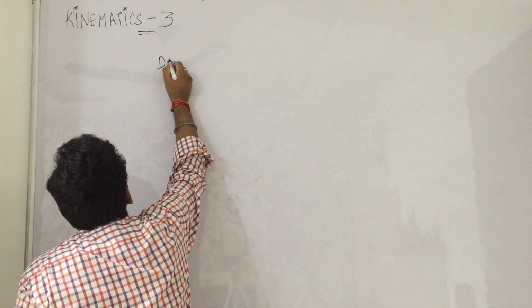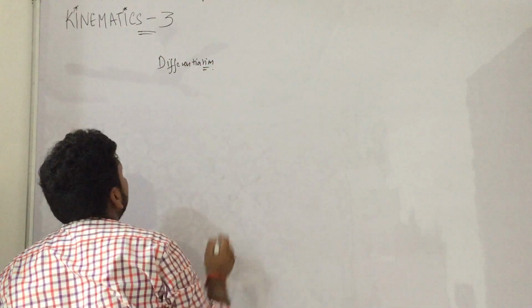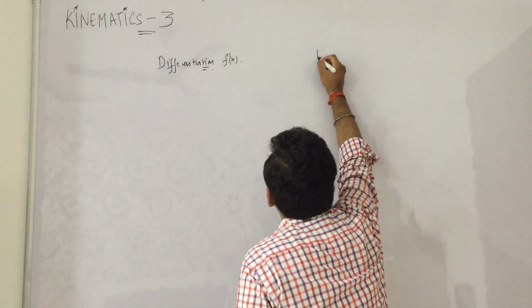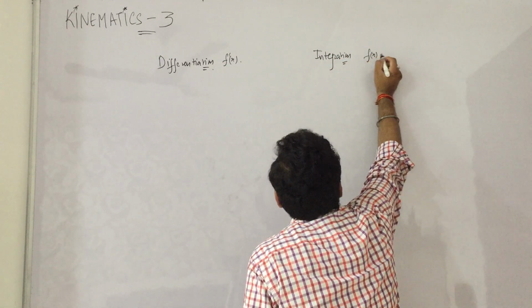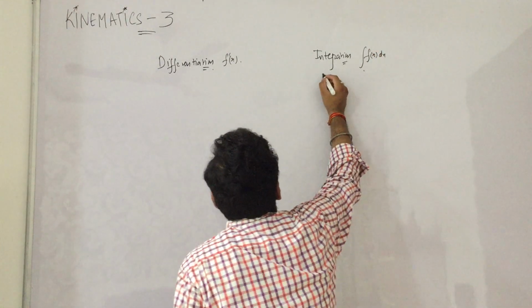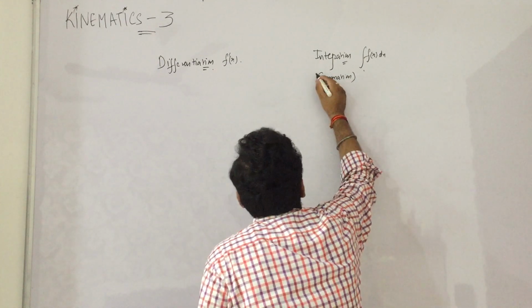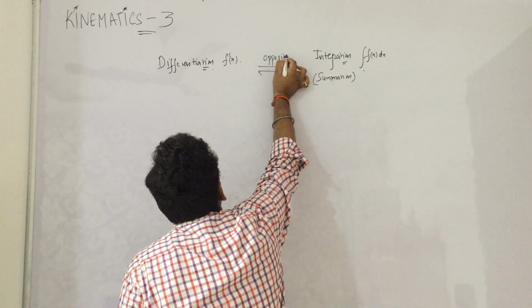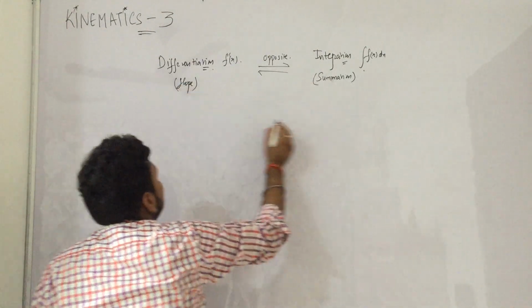So one thing is differentiation, or you can write derivative, f dash x. And the second thing is integration, that is f(x) dx, and this is the symbol of integration. Integration is summation, adding things, and differentiation is the opposite of it. Both are opposite. So from this we find slope, from this we find area.